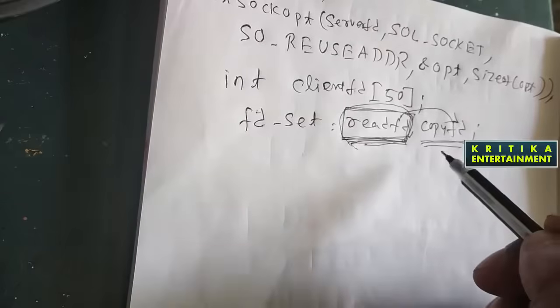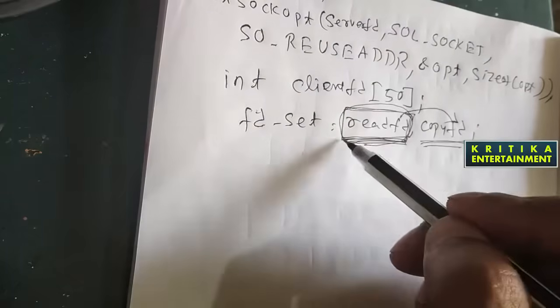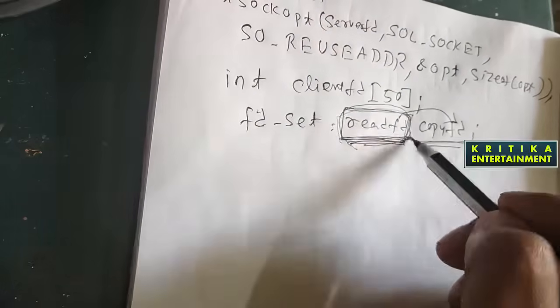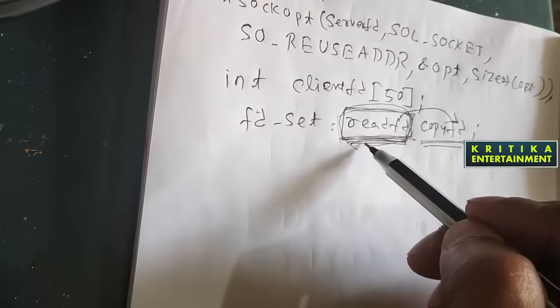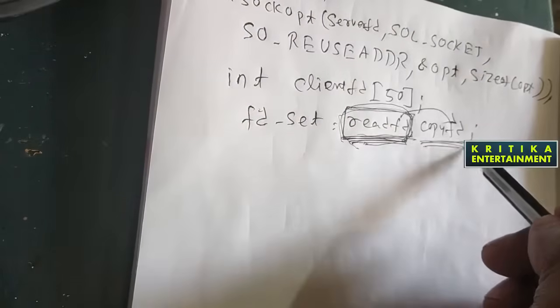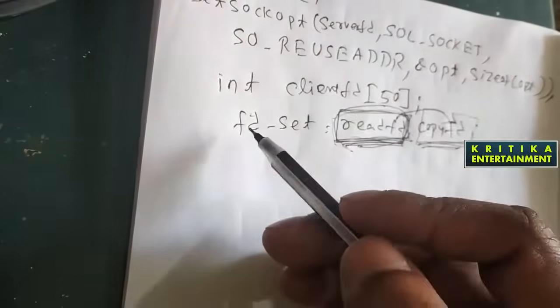Wherever I want to use it, I will never use the original, because if it gets disturbed, I never get the original data. So I always use the copy fd. Then what will you use?